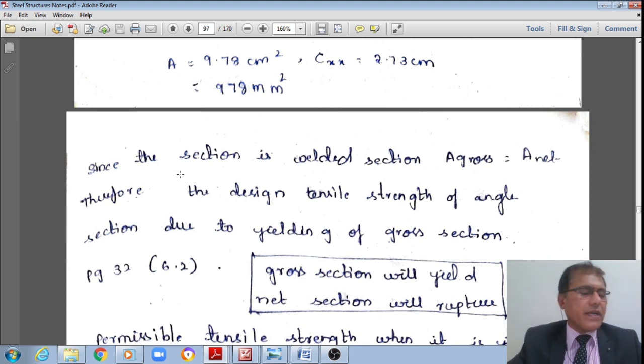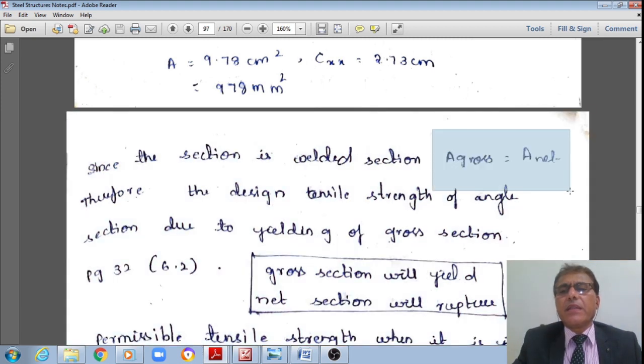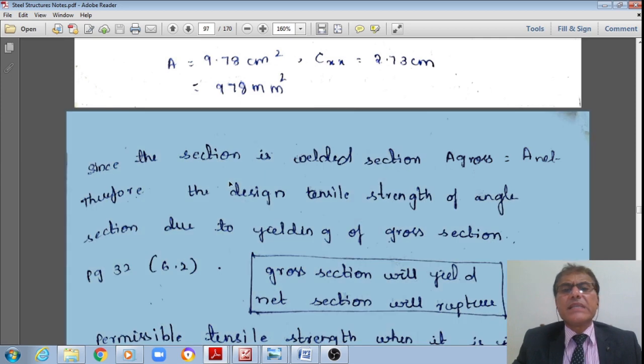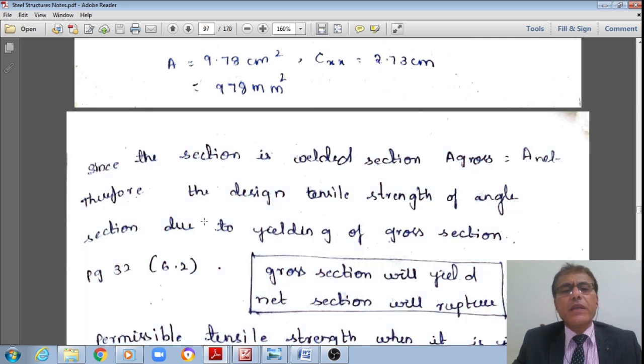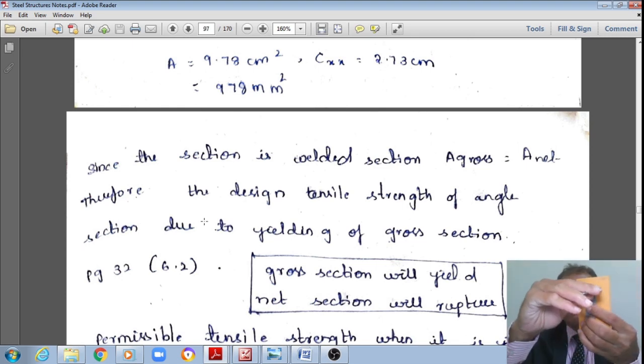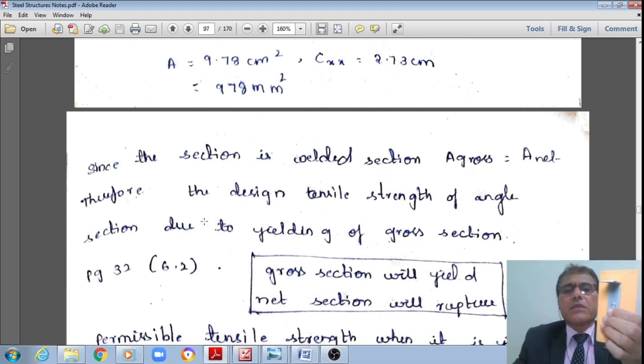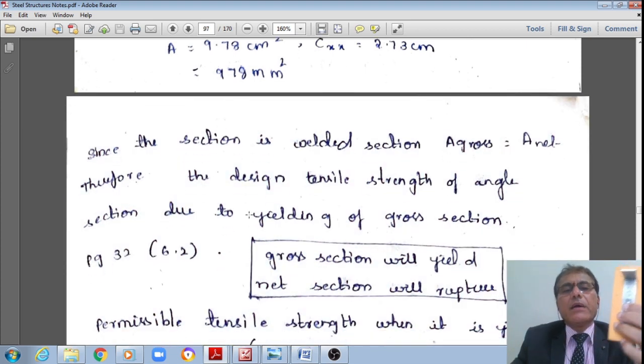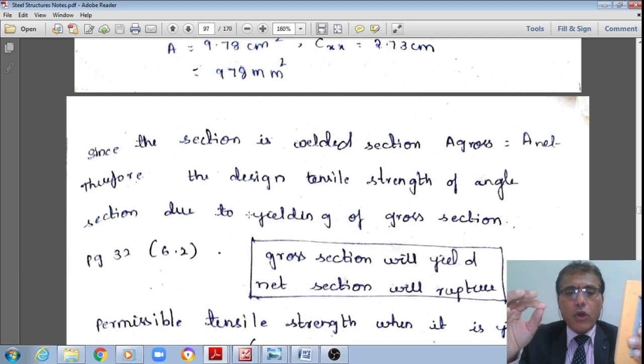There is a prime advantage: the gross area itself is the net area. Then I'll say, therefore, the design tensile strength of the angle I need to calculate is due to yielding of the gross cross section. Obviously, the gross cross section will be yielding when subjected to tension, whereas even at ultimate load I need to check. First, for the yield load or at yield stress, what will happen to the gross cross section?